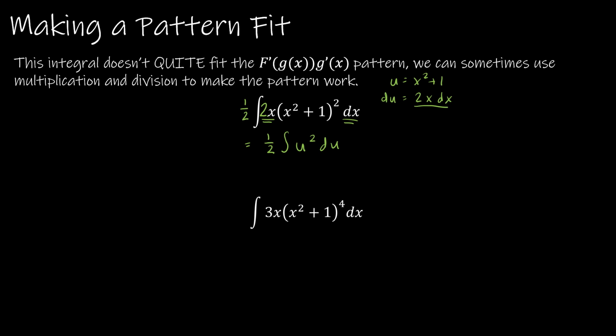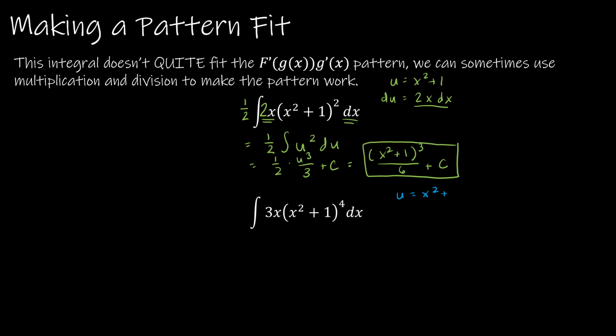So now I can integrate and say this is 1/2, and then u cubed over 3 plus c. So this is actually just u cubed over 6, so (x squared plus 1) cubed over 6 plus c would be my final solution. Let's do the same thing for the second one. I have u as x squared plus 1, and du, of course, would be 2x dx.